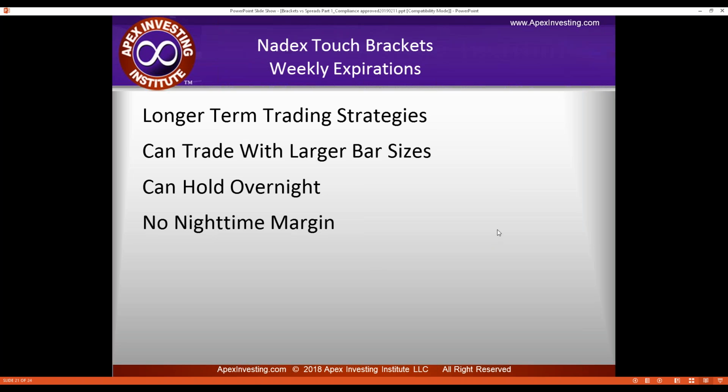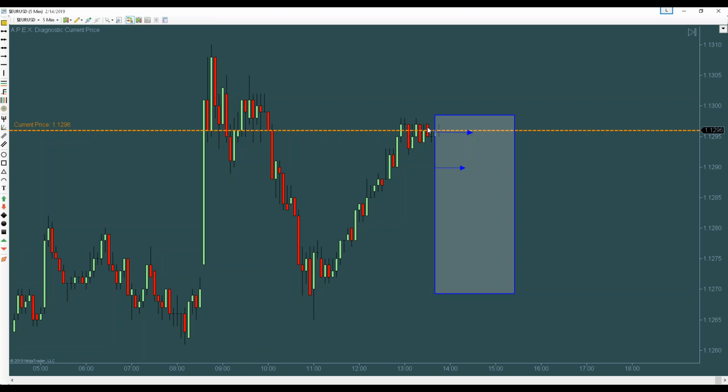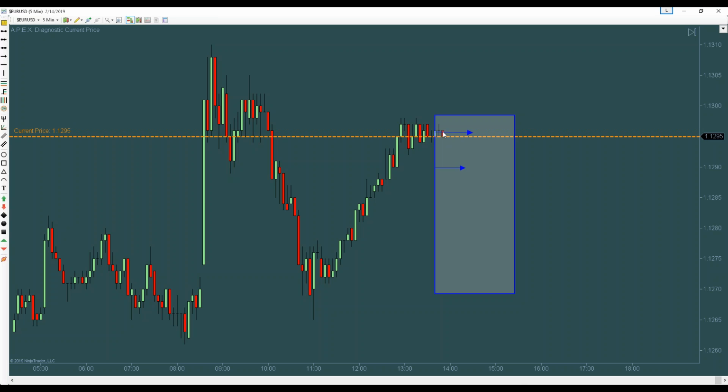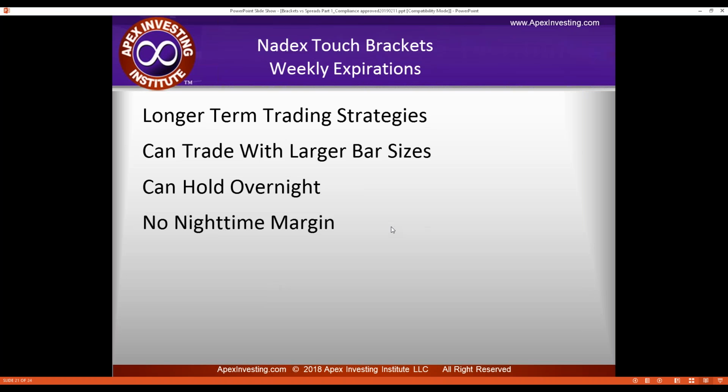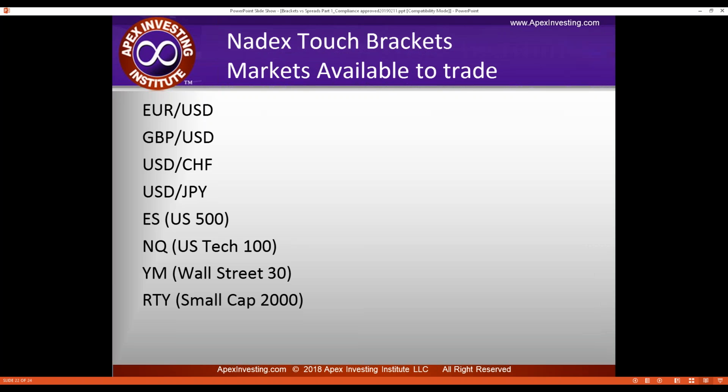For example, granted this is the euro dollar, but let's say this was the Dow or NASDAQ contract and I wanted to hold overnight and I was selling, and I got in here and there's only 10 or 20 pips to the ceiling. I've got to put up 10 or 20 bucks, my max risk. That's it. And I can hold that contract overnight for days. That's a huge, huge feature benefit for the touch brackets. It's no nighttime margin. I can hold it overnight and I don't have to put up any extra at all.